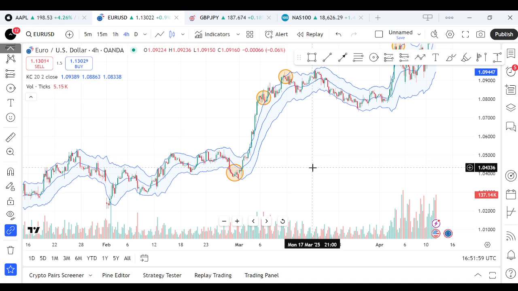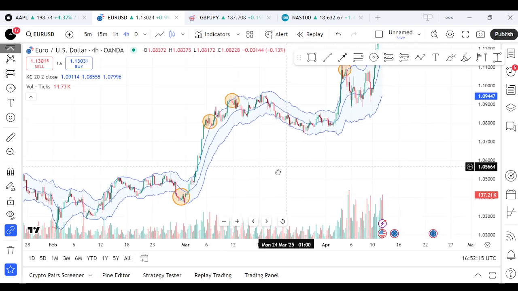Alright, the next step is to identify market conditions. Are we bullish? Are we bearish? Are we too volatile? Or are we ranging? Look for periods of low volatility when the Keltner channel bands contract. These narrow channels often indicate that the market is consolidating and preparing for a breakout.